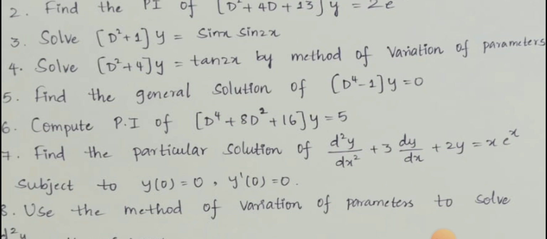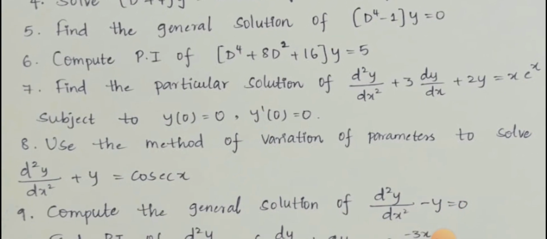Subject to the conditions are given. These conditions are applicable only to find out arbitrary constants. y of 0 equal to 0 means at x equal to 0, y value is 0, and y dash of 0 equal to 0 means at x equal to 0, dy by dx equal to 0. After getting the complete solution, you use these two conditions to get arbitrary constants C1 and C2.